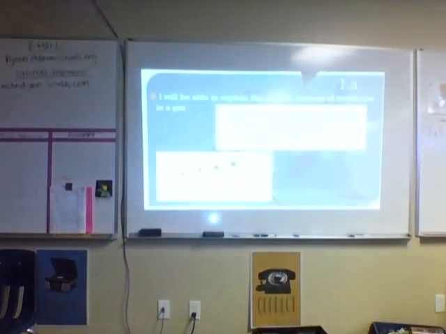So this is 1.8, which is explain the random motions of molecules in a gas. And gases are usually characterized by three values: pressure, temperature, and volume. These three usually affect how the molecules in a gas move and change.